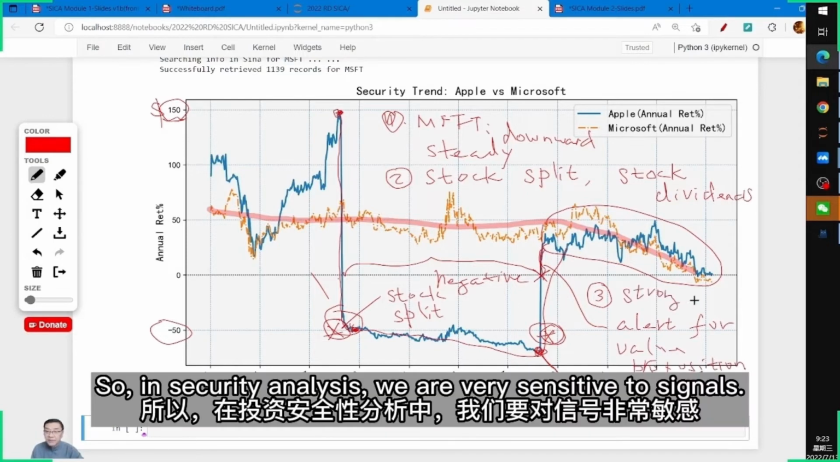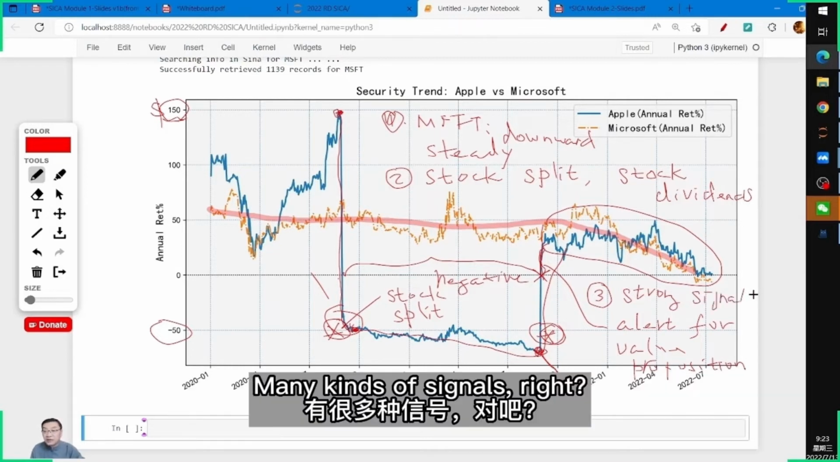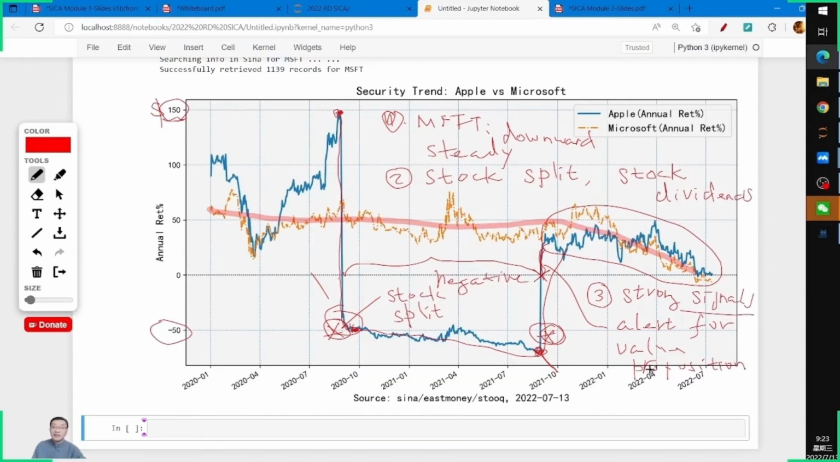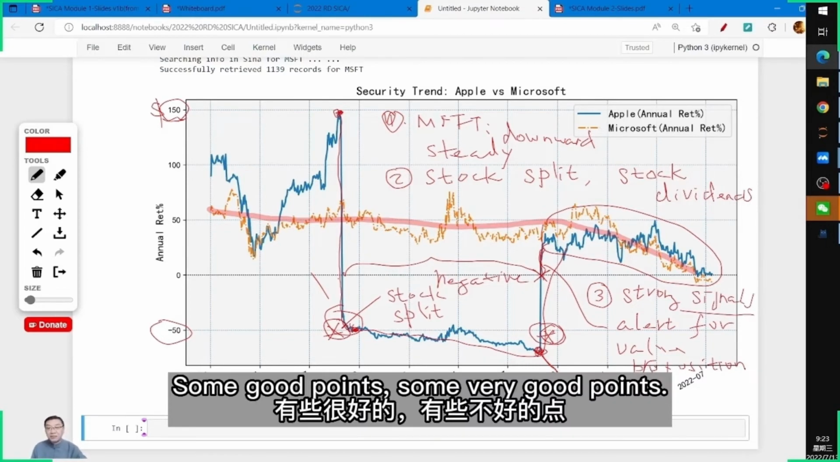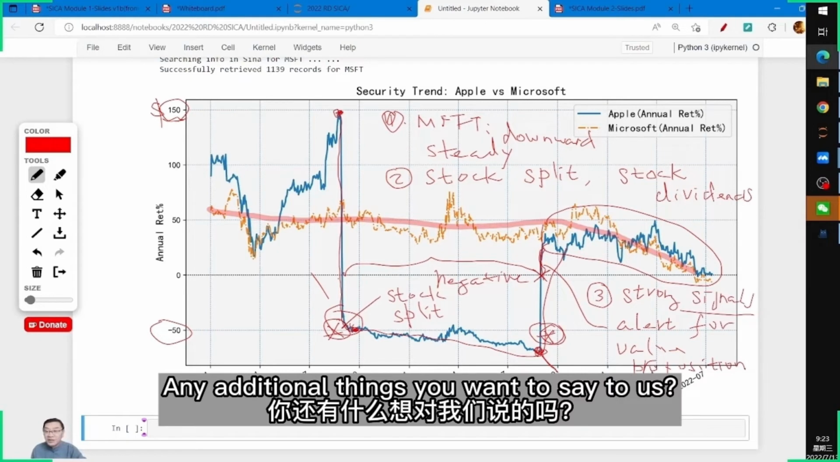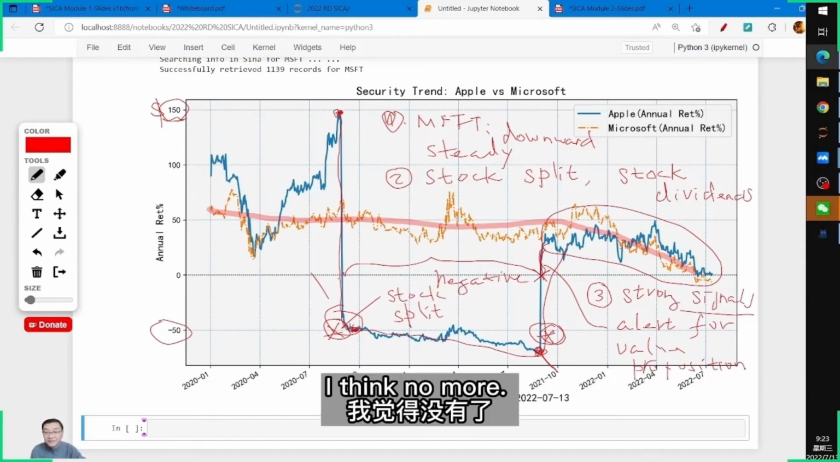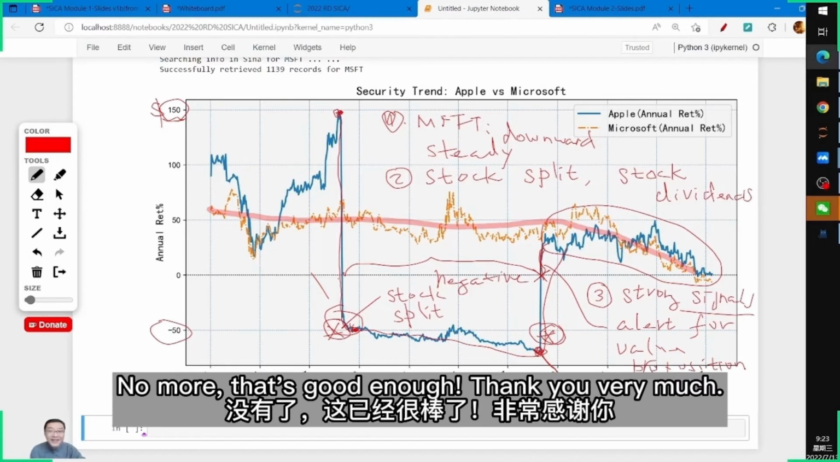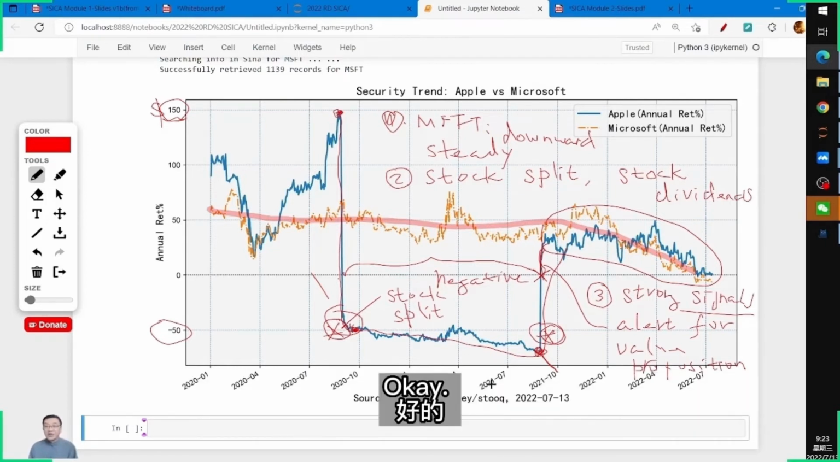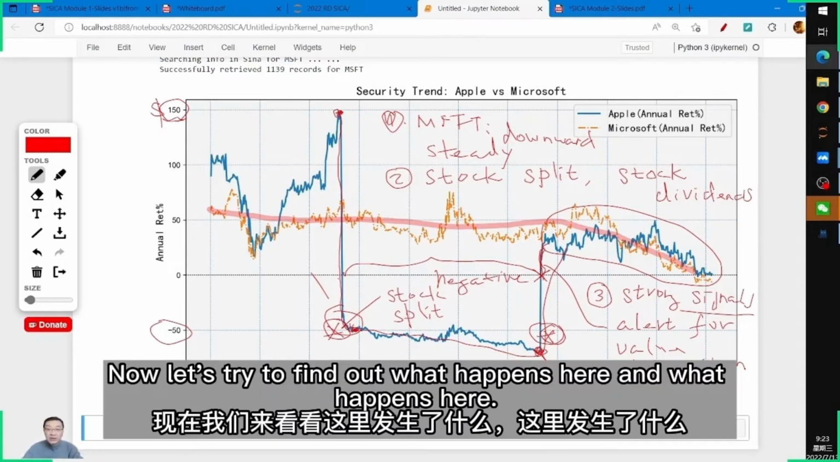So in security analysis, we are very sensitive to signals, many kinds of signals, right? It's a good point. Any additional things you want to say to us? I think no more. That's good enough. Thank you very much. Thank you, Professor. Okay. Now let's try to find out what happens here and what happens here.